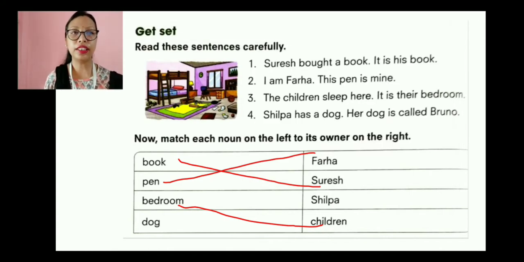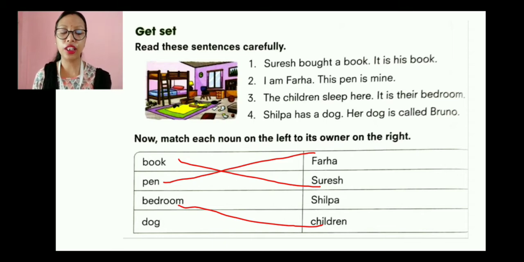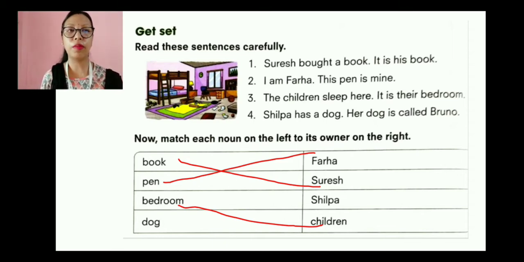Okay. So this is about the owning of the thing. So book is owned by Suresh, pen is owned by Farha, bedroom belongs to the children and dog is owned by Shilpa. So these are called possession, means owning of the things.